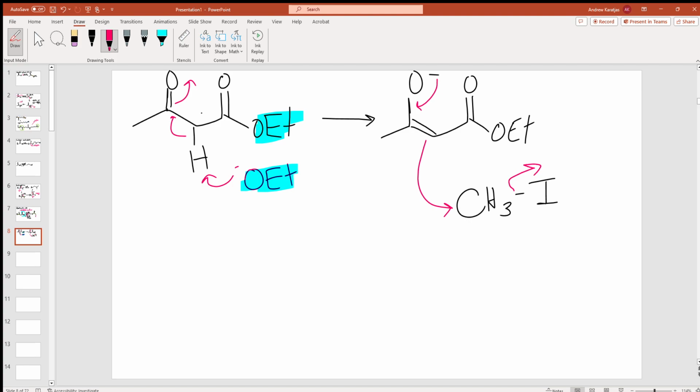And we get substitution. This is just an alkylation reaction. An SN2 attacking the methyl iodide, kicking out the iodine. And we've done our first part of this reaction, which is that we've successfully alkylated the alpha carbon of this compound. All right, so what happens next?